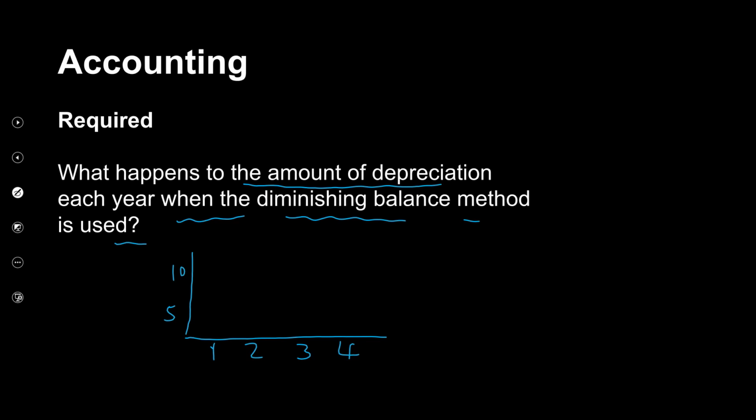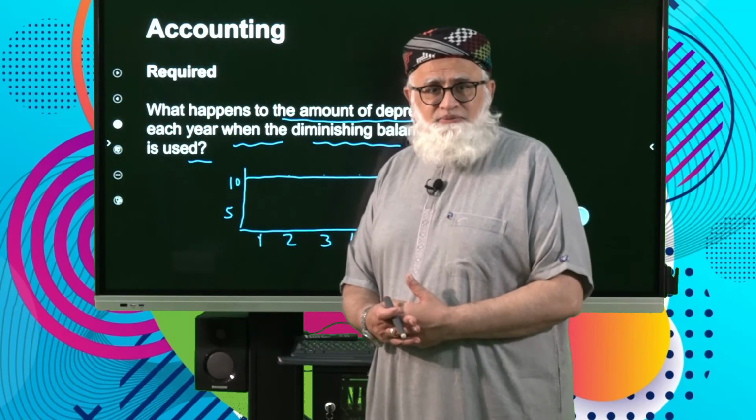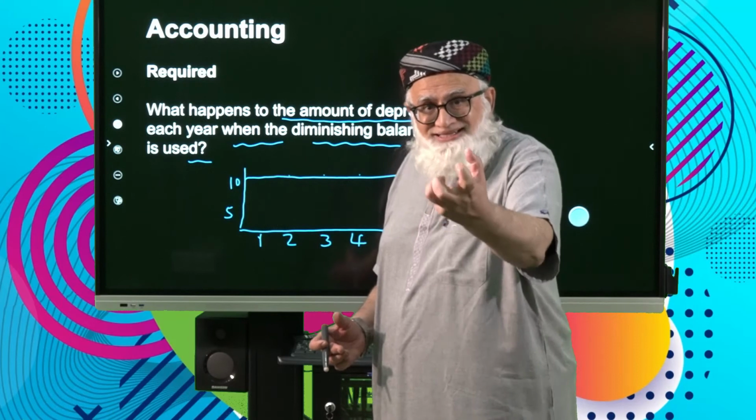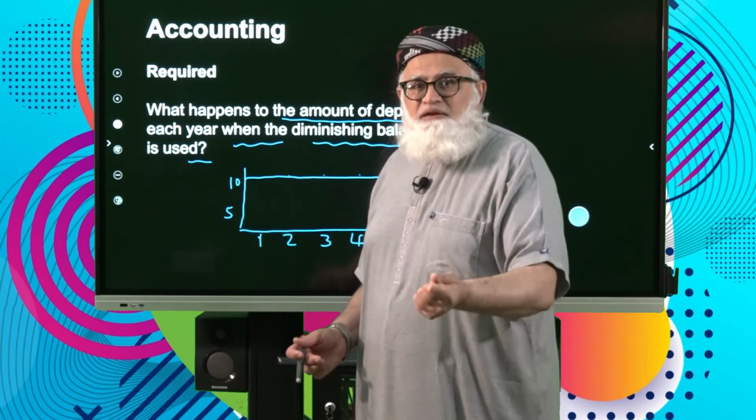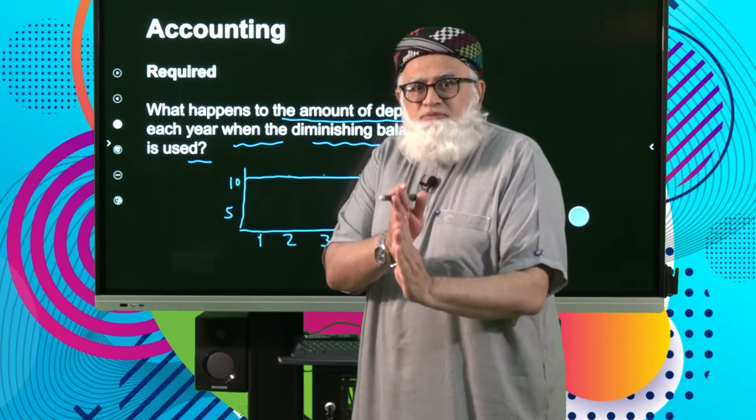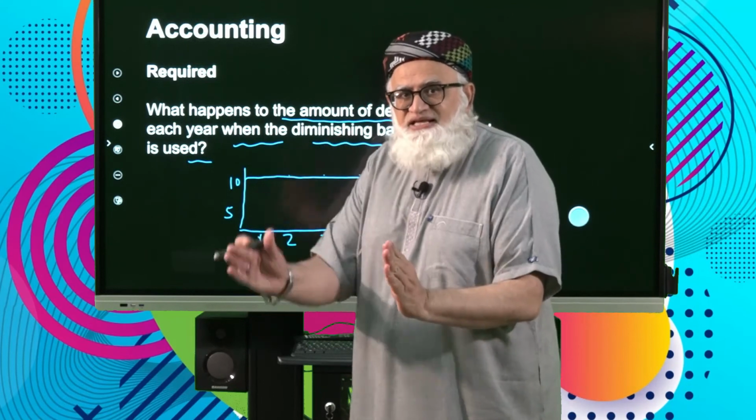the fixed installment method. In year 1, you're writing off 10,000. In year 2, you're writing off 10,000. In year 3, you're writing off 10,000. In year 4, you're writing off 10,000. What graph do you get? Clearly, you can see a straight line. And definitely, Ashraf is not doing maths, we're doing accounting. But I want you to understand that the straight line method shows you that your depreciation is fixed every year.